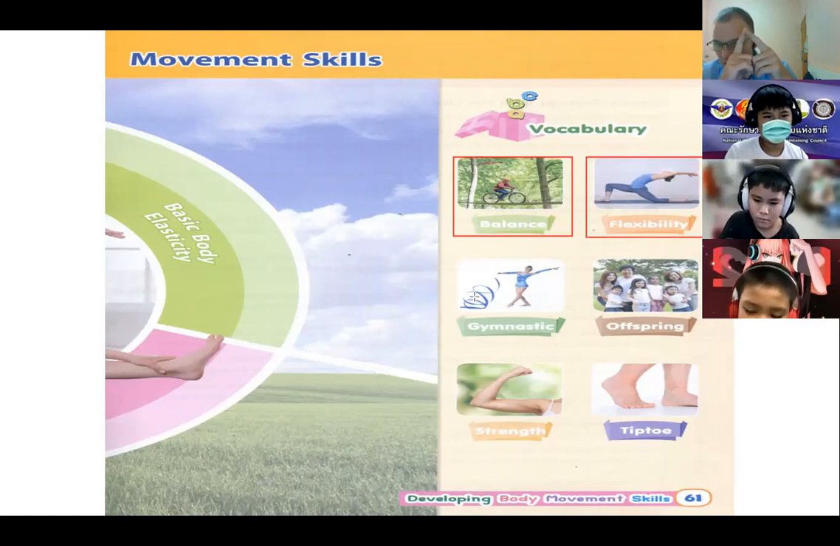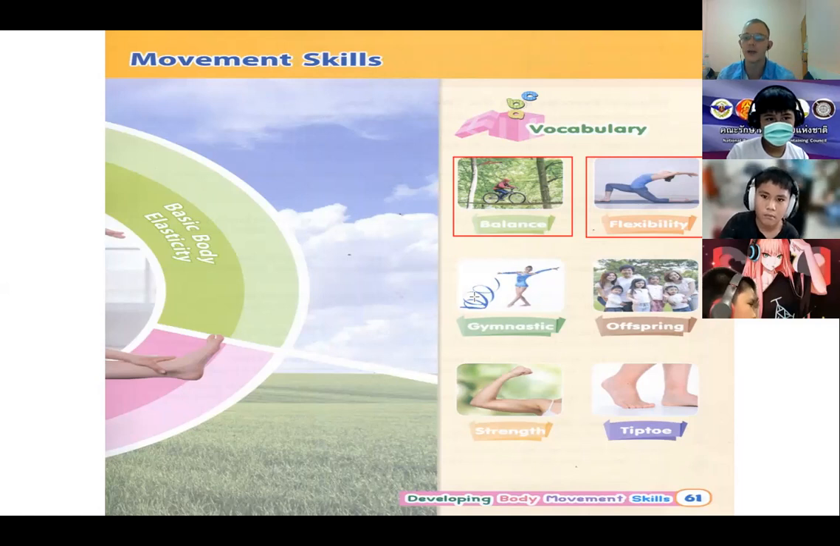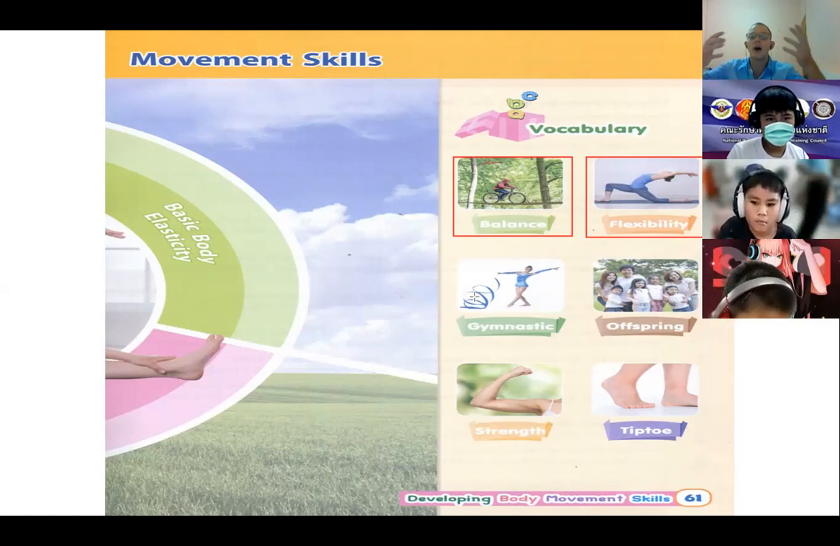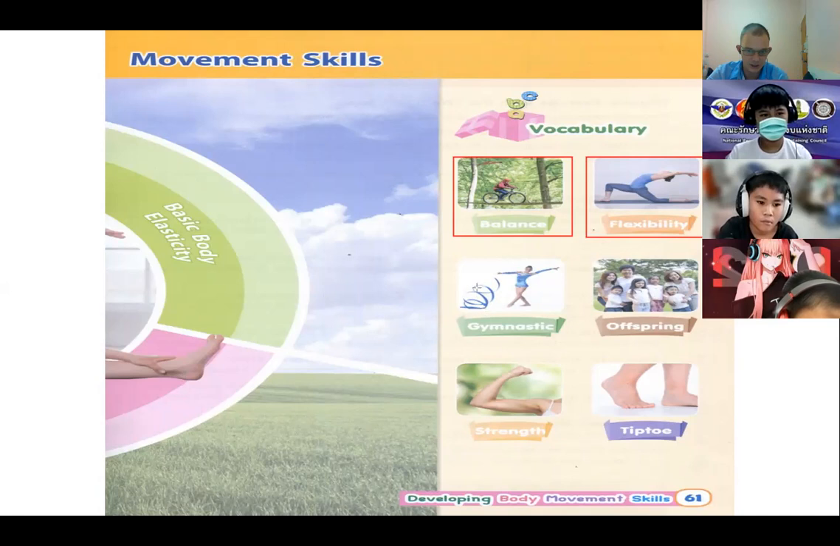This one has no flexibility. Can't move. Cannot bend. But this one flexible. So it's how much something can flex or turn or stretch. So usually when we do stretching before we exercise, it is to help our flexibility so that when we do sport, we don't get hurt because we have stretched and helped our flexibility. The next one here is gymnastics.